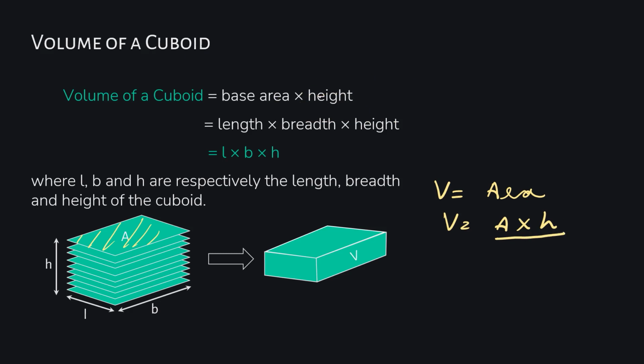And now to find the exact volume using length and breadth, we know that the area of a cuboid is given as length into breadth. So we'll just open it: length into breadth into height. So this is the volume of a cuboid, and this is how we find it, where L is the length, B is the breadth, and H is the height of the cuboid.